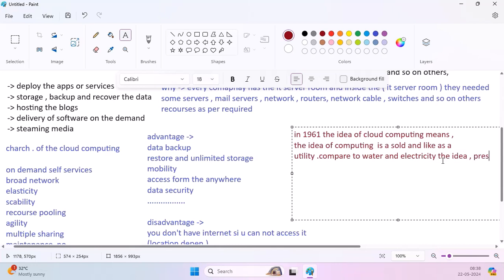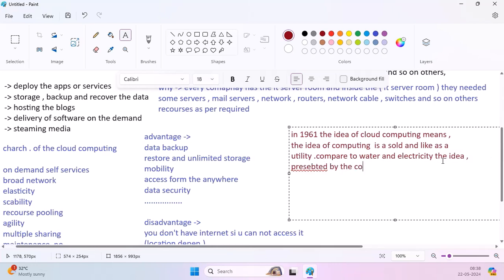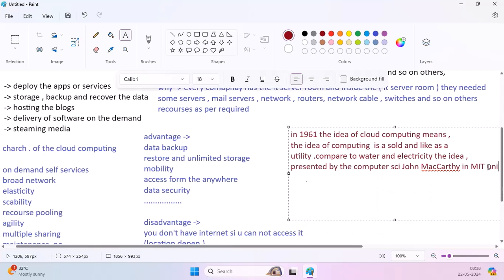The idea was presented by the computer scientist John McCarthy at MIT University.